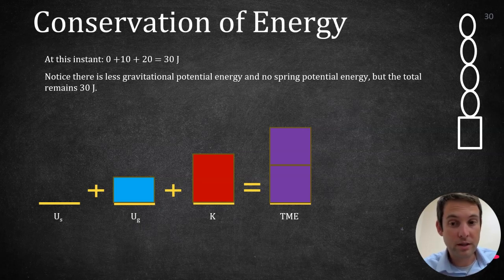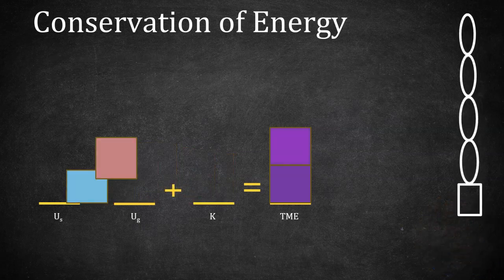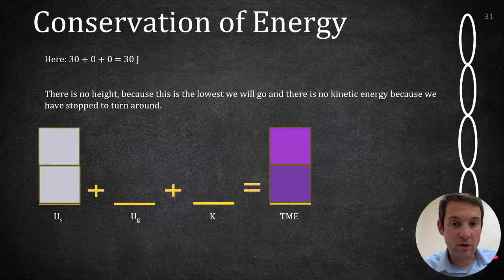And then as it goes down even further, all of our gravitational potential energy is converted into the spring potential energy because there is no height. And this is the lowest we are going to go, and we said this is our y equals 0 point. So the kinetic energy is also not there because it's not moving, but yet our total mechanical energy still remains the same.